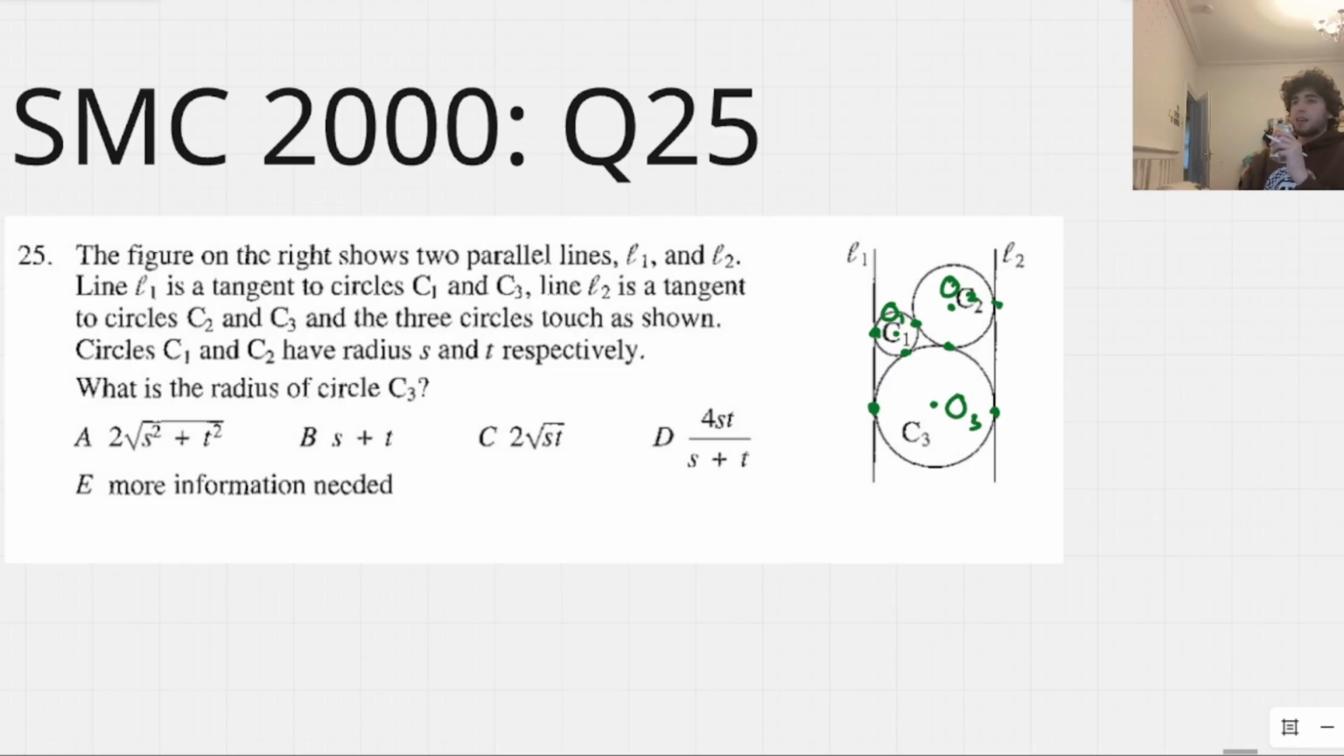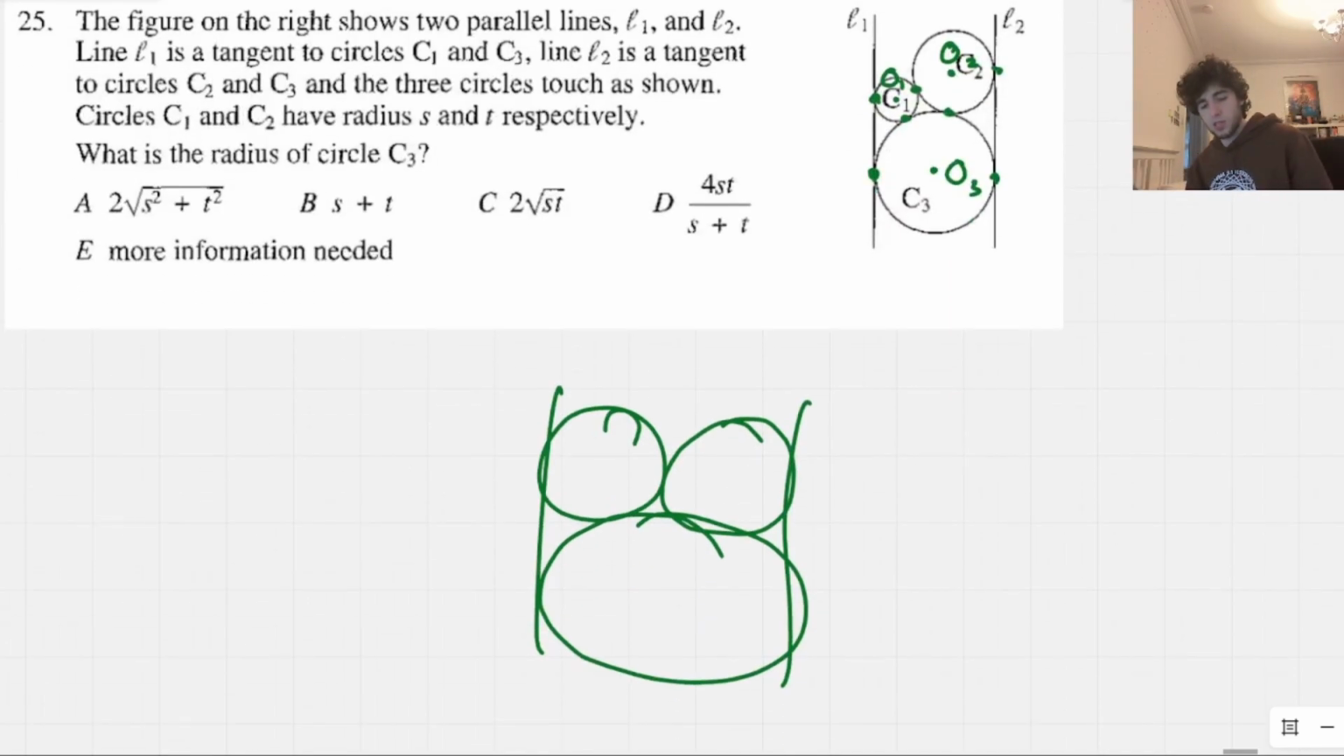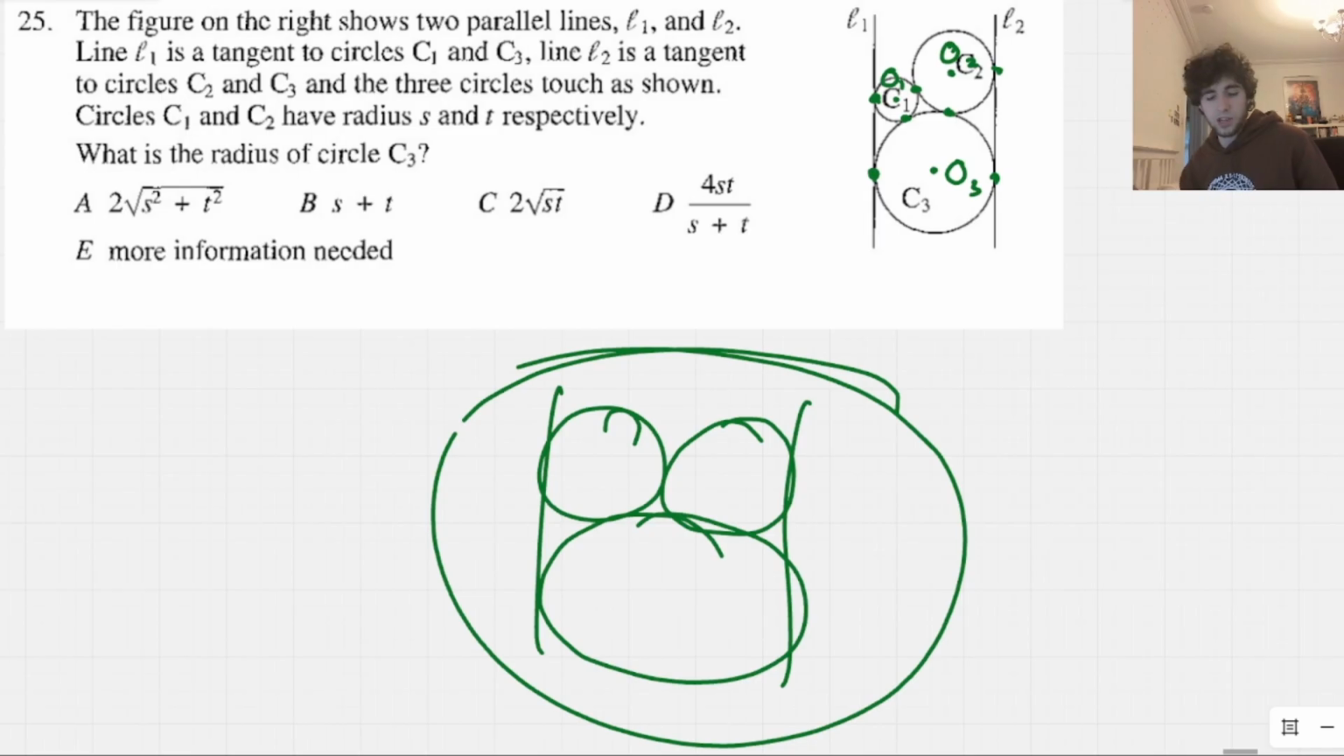You could just do this by considering different numerical values of S and T. Specifically, you might want to consider the case where S is equal to T. In that case, you're going to get two circles that are exactly the same size, resting on top of a circle C3, which looks something like that. Maybe you can do some geometry with this configuration, in the case where S is equal to T, to find what the result will be. It's probably easier to work with in that case.